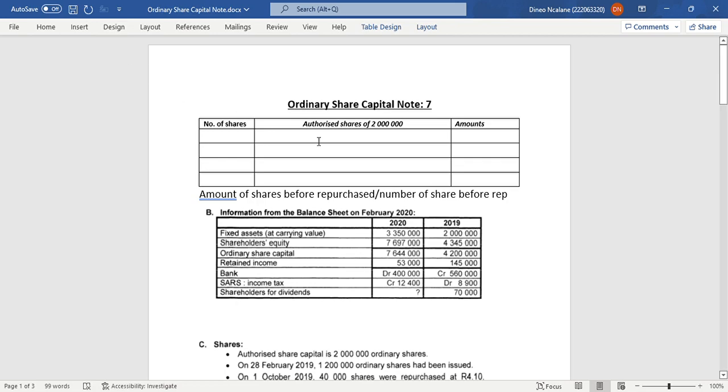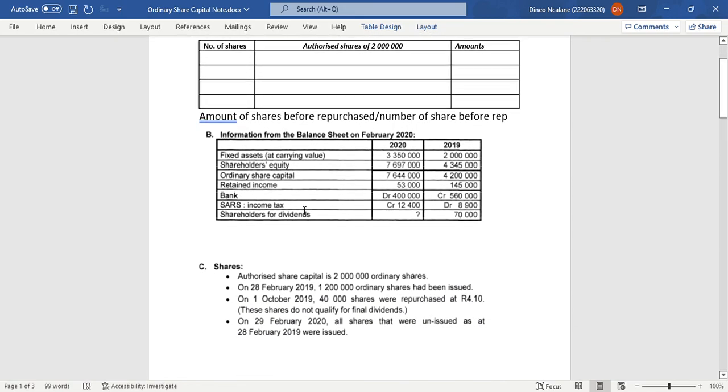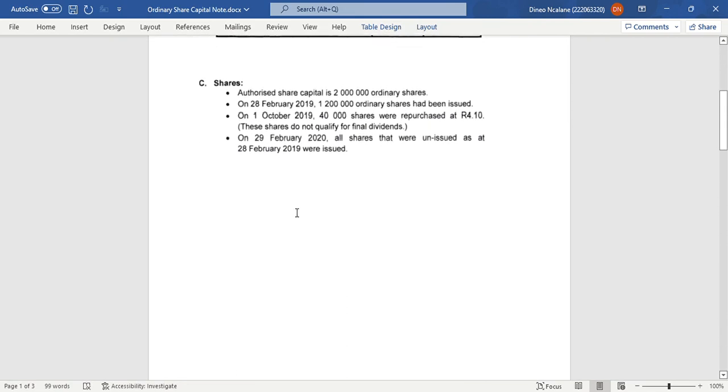Hello everyone. Today we will be focusing on the two notes of the statement of financial position, which is note number 7 and note number 8, which are the ordinary share capital and the retained income. So firstly, we are going to do the ordinary share capital, which is note number 7. What you must do when you are doing these notes is firstly go to the adjustment that you are given to do the notes.